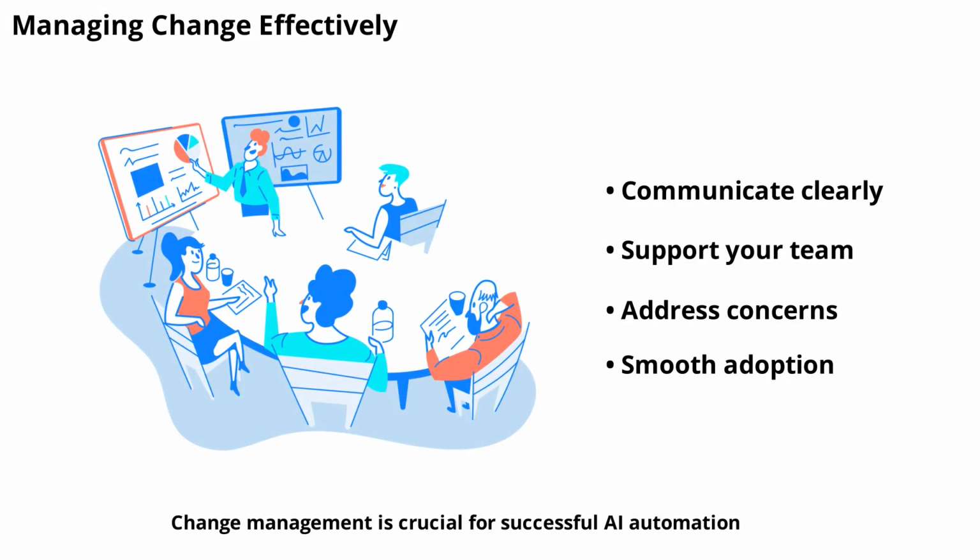Change management is crucial for successful AI automation. Communicate clearly with your team about the reasons for automation and the benefits it brings. Provide support during the transition and address any concerns promptly. Effective change management minimizes resistance and ensures a smooth adoption process.